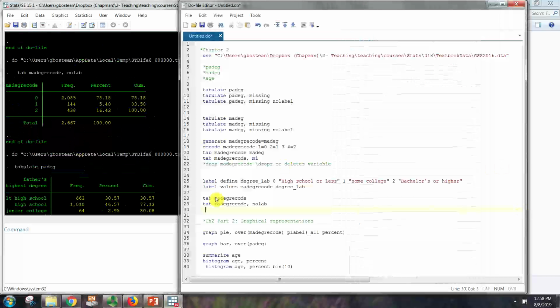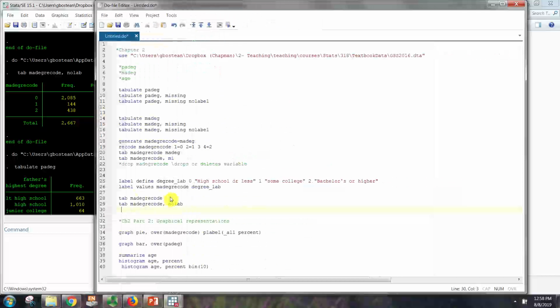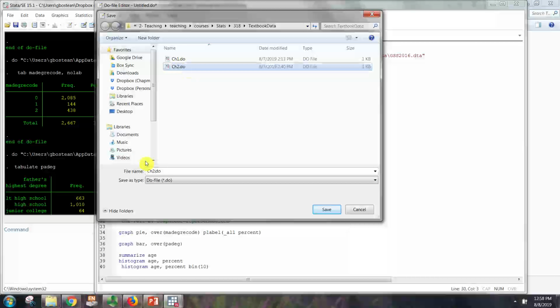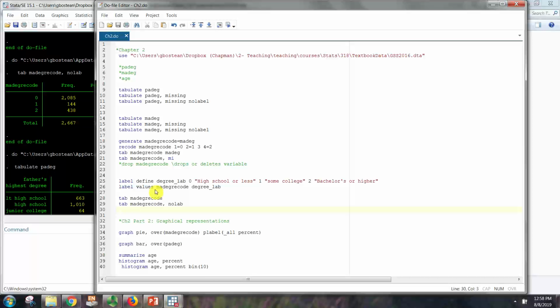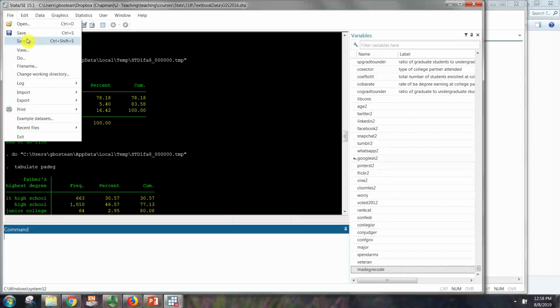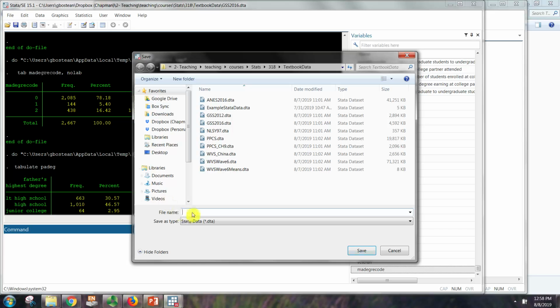Okay, so looking back here, you can feel pretty good and productive about what you've accomplished in Chapter 2. The last thing that we want to do is save our do file. We can save this as our Chapter 2 do file, and I'm going to replace the one that I already worked on. The other thing that you might want to do, since we created a new variable and created labels for that variable, is save the data set by going to Save As. I always like to save the data set with a new name using Save As so that I can distinguish the variables that I have edited.